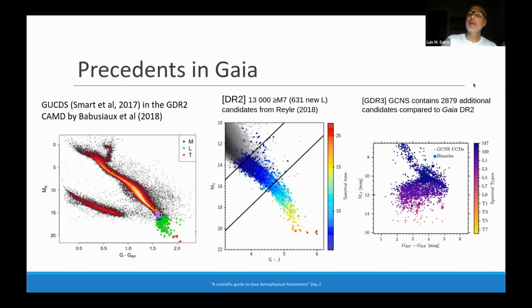Then in the Gaia early data release 3, sorry, there is a missing E in the rightmost plot. There should be an E there. The Gaia catalog of nearby stars contains 2,880 additional candidates compared to the catalog by Céline, mostly of the M and L spectral types. Now, these are the three precedents in the history of Gaia, so to speak.